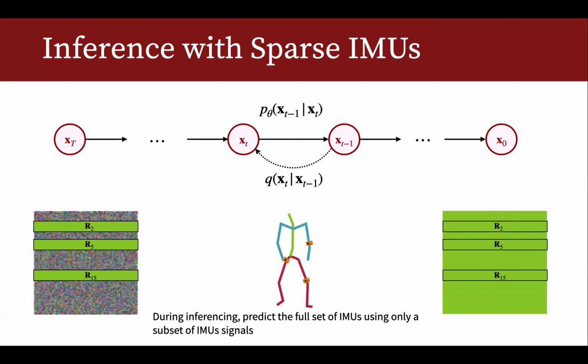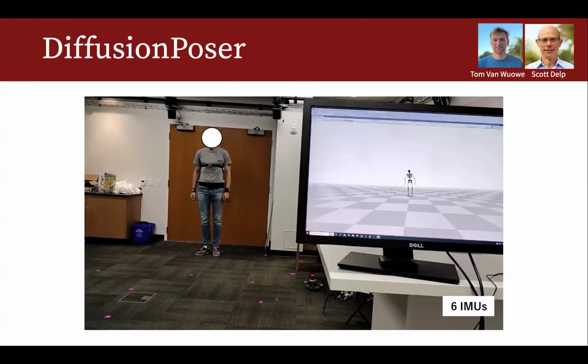But whatever you do, you just provide those signals to your diffusion model, and the diffusion model, through this in-painting technique, can give you the rest of the rows, which will give you the full 16 IMUs, and from there you can reconstruct really good human motion. Okay, so quick demo on that.